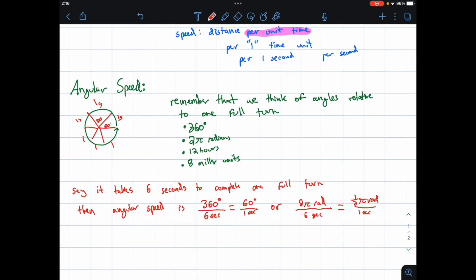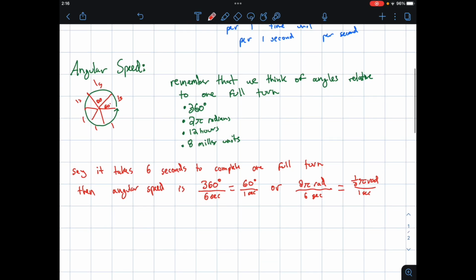You get the point. Or if we wanted to do it in Miller units, right, and we called it 6 seconds, we could say we go 8 Miller units in 6 seconds, which means that we go 8 divided by 6, which is the same as 4/3 Miller units per 1 second, or 1.33 Miller units per second.